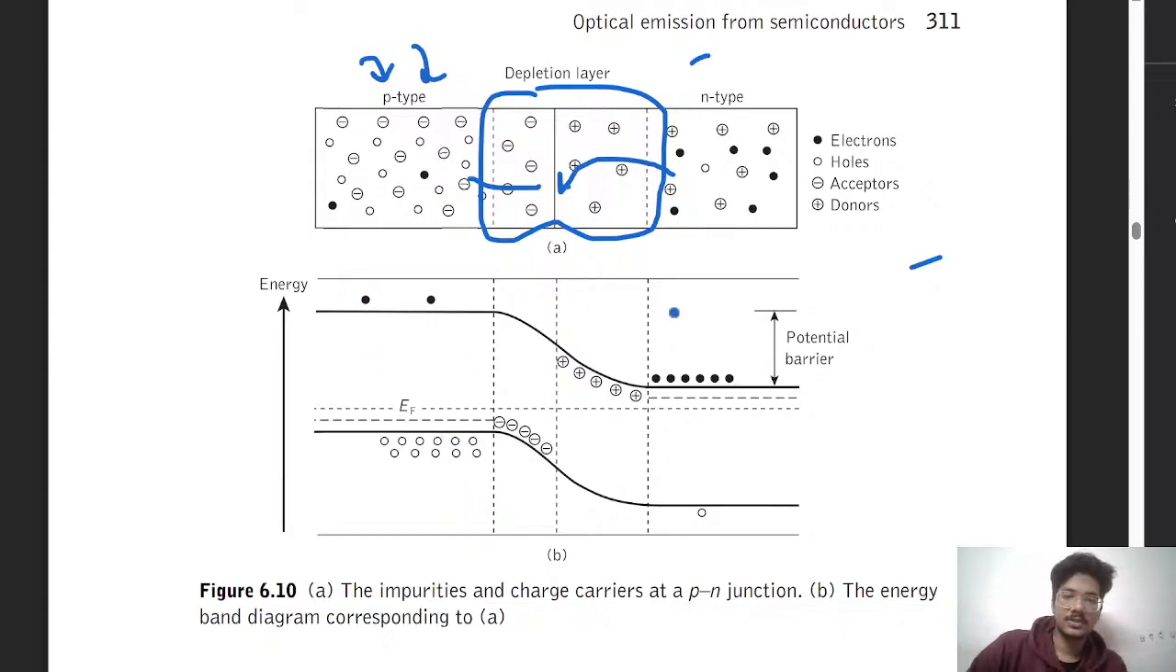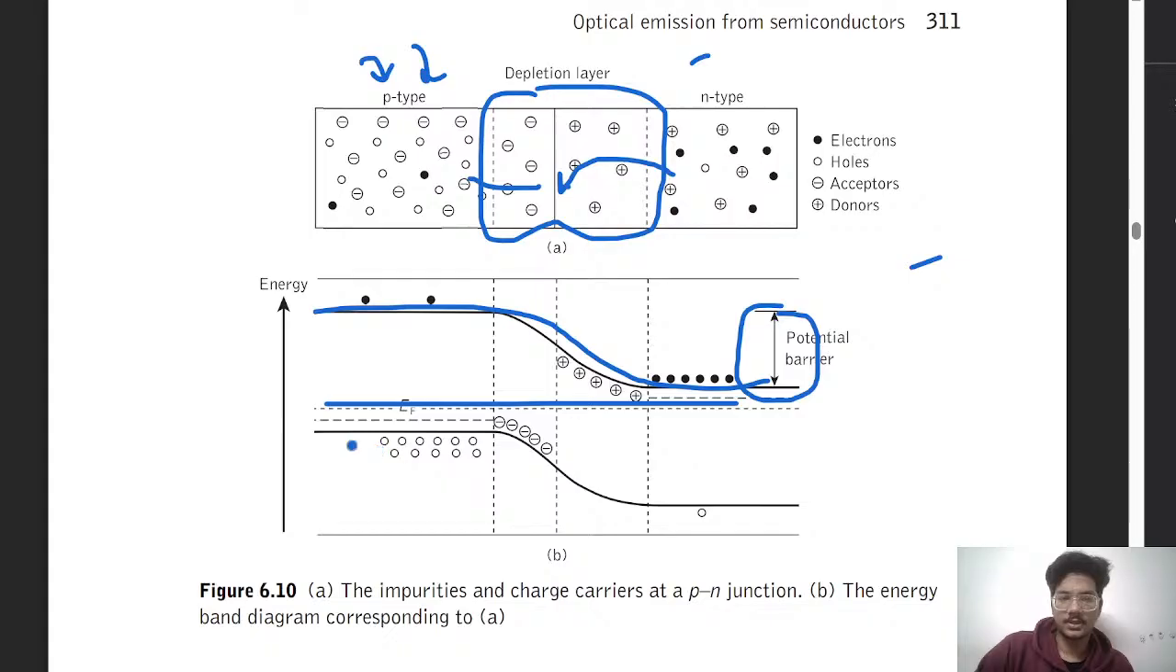This is the potential barrier, an electric field which opposes further diffusion. This one is the Fermi level.